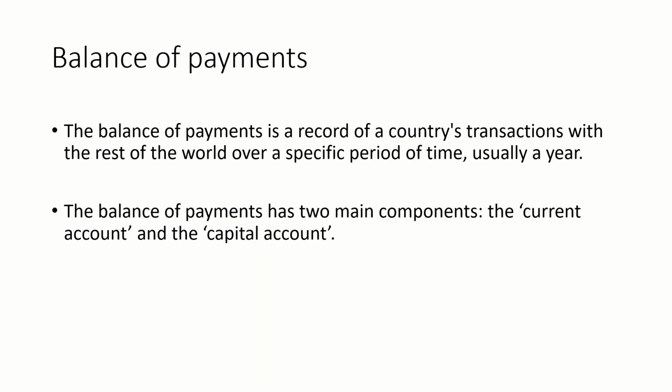Now let's talk about the balance of payments. The balance of payments is a record of a country's transactions with the rest of the world over a specific period of time, usually a year. The balance of payments has two main components, the current account and the capital account. The balance of payments basically means the record of international trade of a specific country over a specific period of time. There are imports and exports, which means money is going out of the country and money is coming into the country. Recording of all these transactions is called the balance of payments.